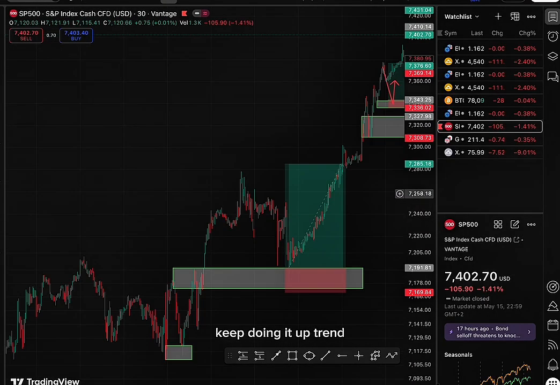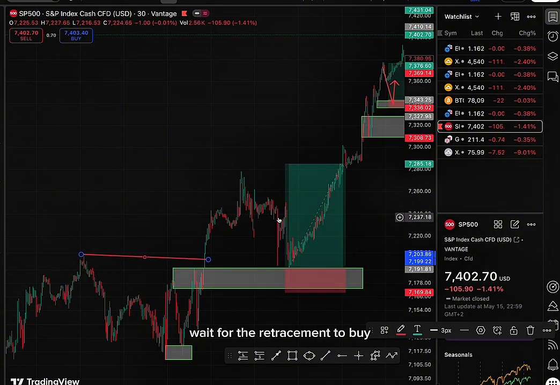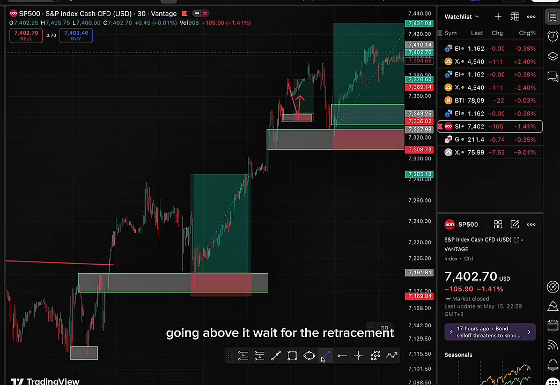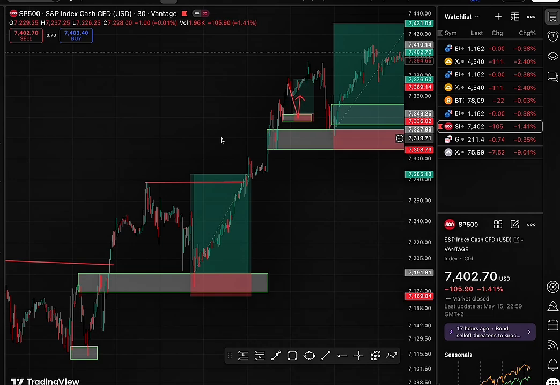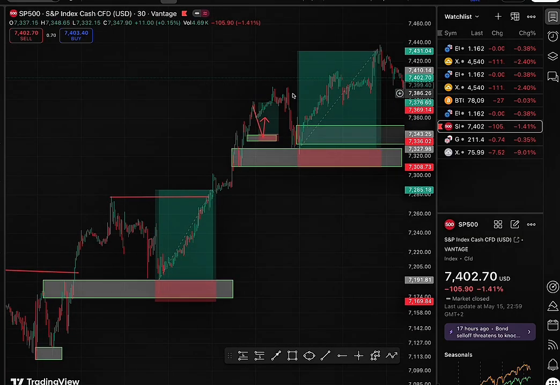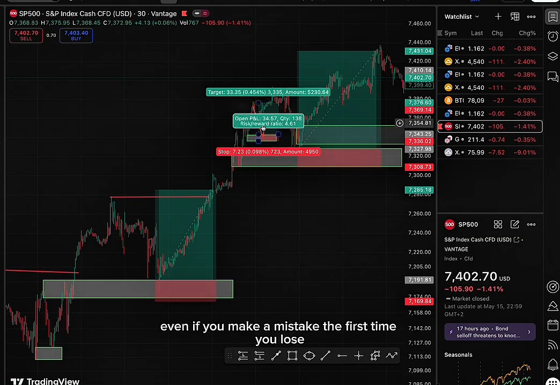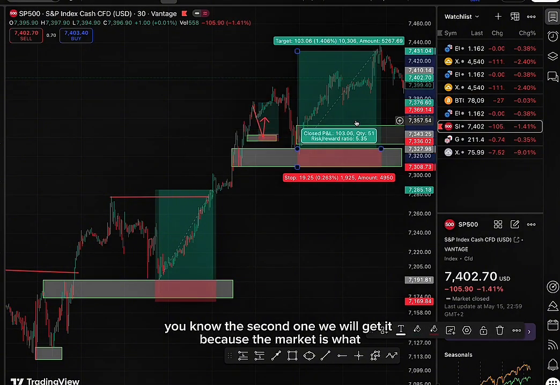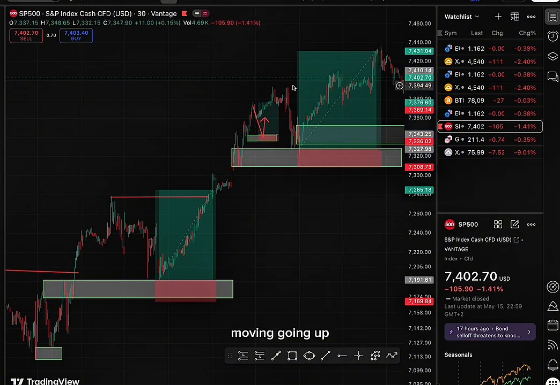Keep doing it. Uptrend. You see, always going above it. Uptrend, going above it. Wait for the retracement, buy. Going above it, wait for the retracement, buy. See, the market is always telling you what to do. We traders are just ignorant sometimes. And going up, even if you make a mistake the first time and you lose, you know the second one you will get it because the market is moving, going up. You understand the structure.